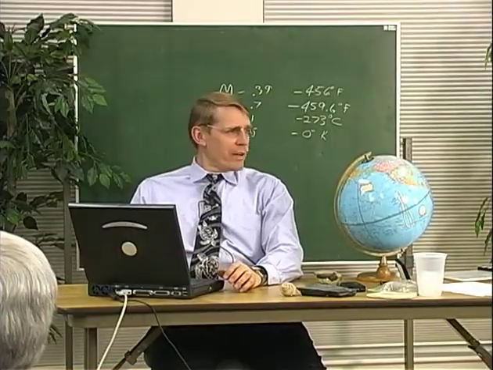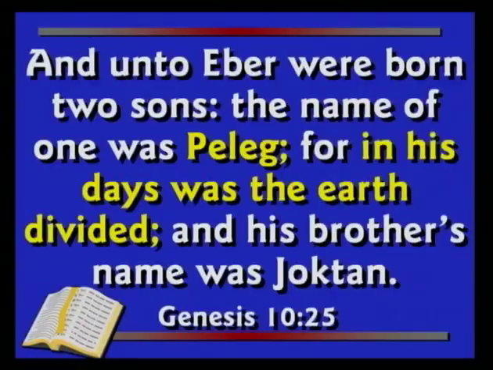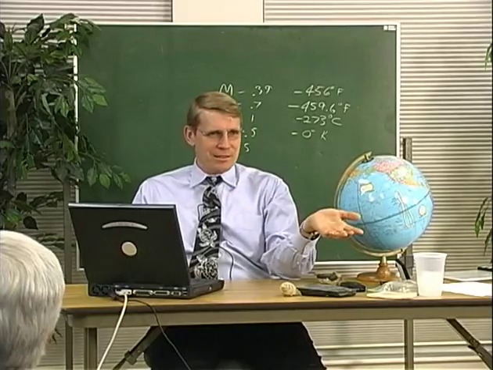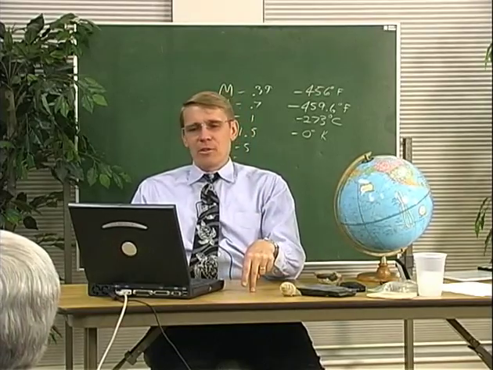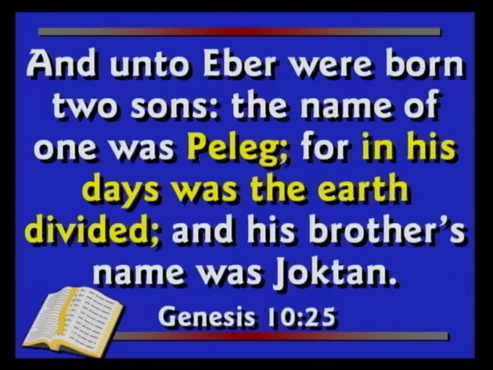And you come to verse 25. And it says, unto Eber were born 2 sons. In the first place, this is unusual. Most of them, probably all of them, had lots of kids. Why does it mention 2 sons for this guy? The name of the one was Peleg, for, that means because, in his days was the earth divided.